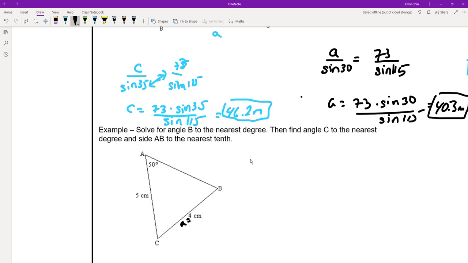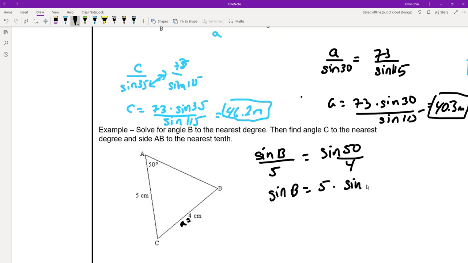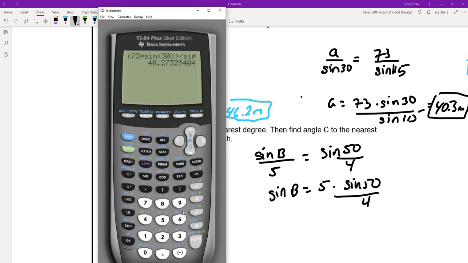So here we go. Because I'm looking for an angle, I'm going to put sine in the numerator. Now sine of angle B over 5 is equal to sine of angle A, that's the pair we know, over 4. Now sine of angle B is equal to 5 times sine of 50 over 4. So super duper easy. We just multiply straight across. We're going to use my calculator, wherever the heck it is. Okay, there we go. 5 times, I don't need all those brackets anymore for this case.